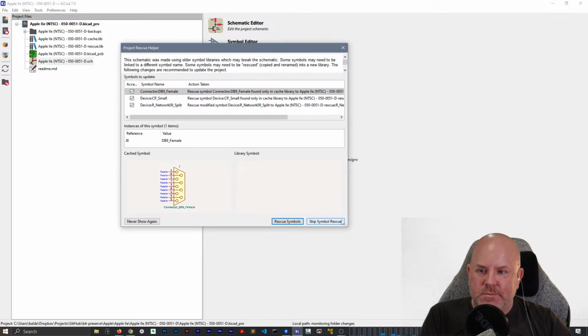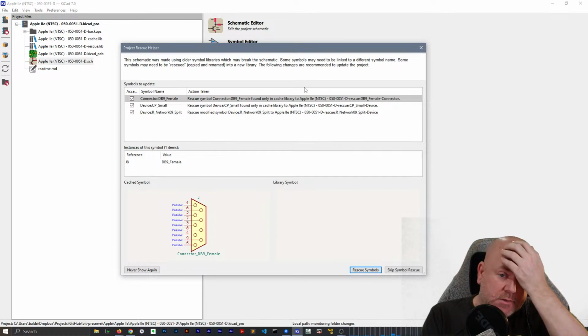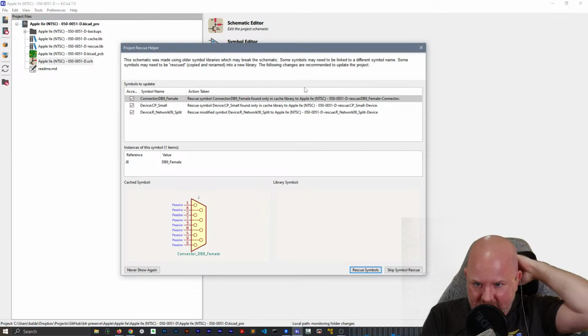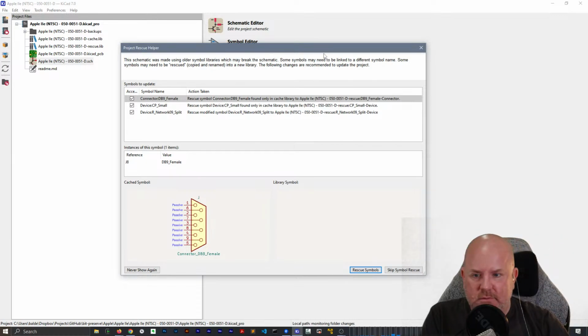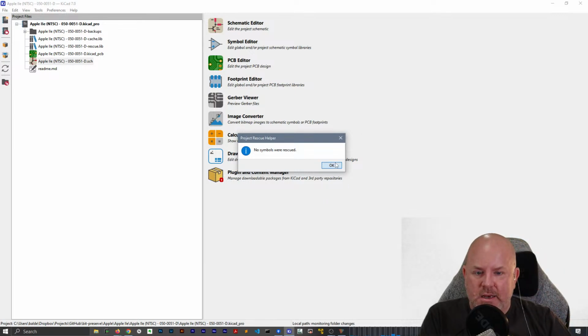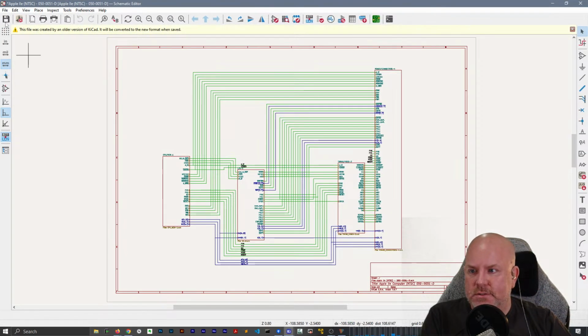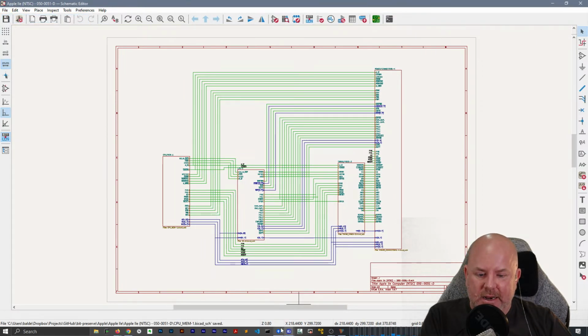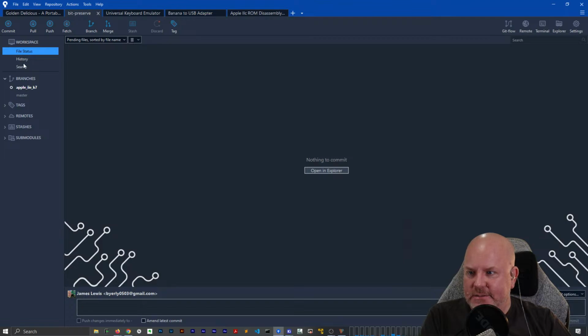The schematic was made using older symbols. Some symbols may need to be linked to different symbol names. They can be rescued and put into a new library. So they want to rescue DB9 female. You know what we're going to do? I don't want to rescue them, because I think we can fix both of these. So I'm going to skip the rescue, and then let's see what happens. So then let's go ahead and just do a save. And then I'm going to actually commit that.